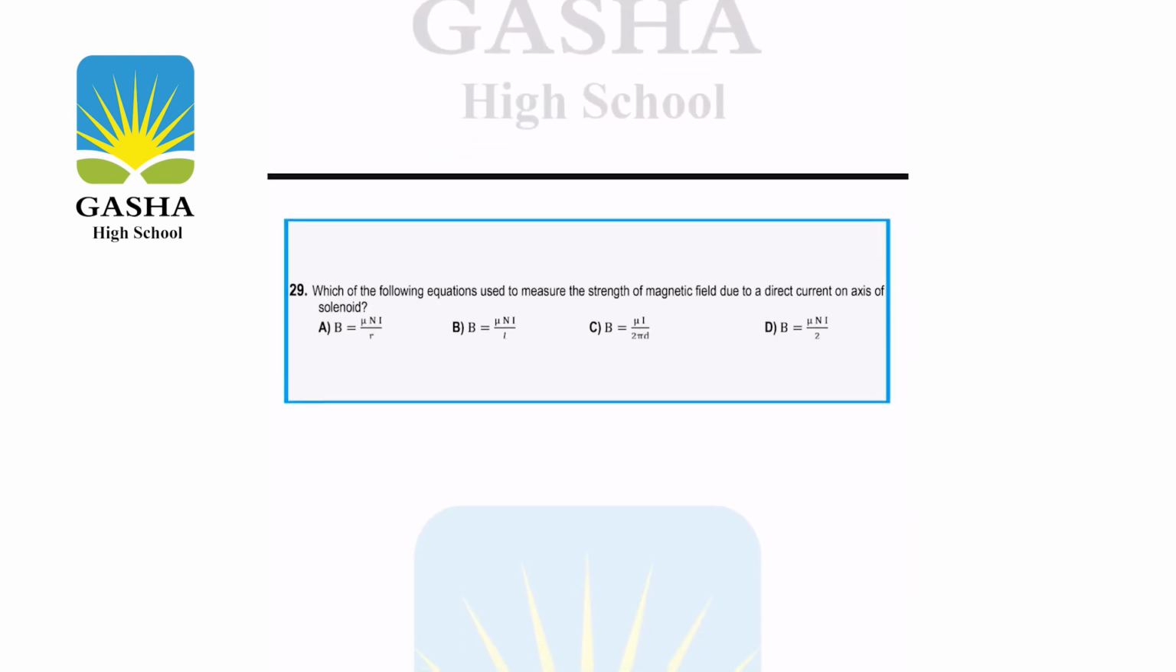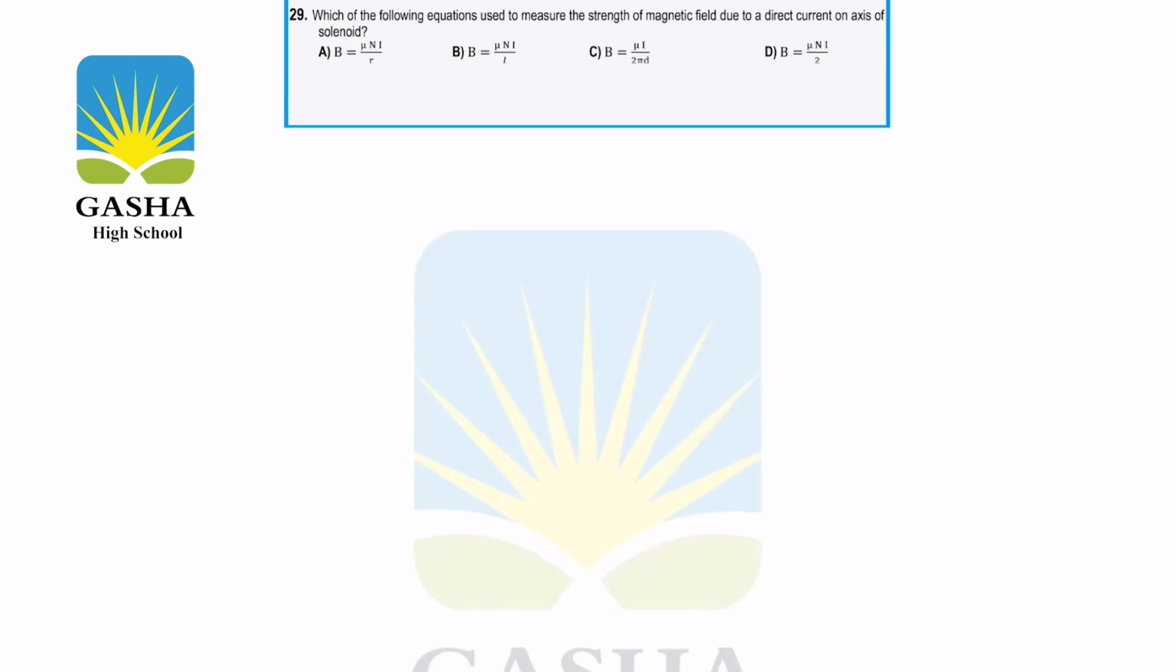Okay, let's move on to question 29. Question 29 says, which of the following equations is used to measure the strength of the magnetic field due to direct current in a solenoid? Basically, in a solenoid, the magnetic field is mu N I over L.